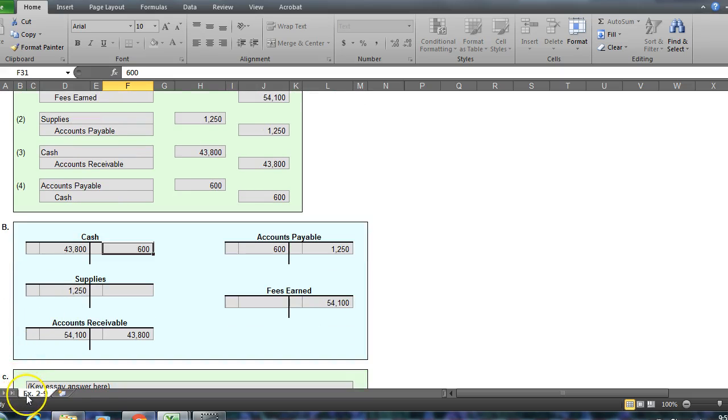Hopefully this will be helpful to you, and my urging is that you review these transactions over and over again, as they will be repeated with different dollar amounts in various assignments throughout the term of the course.